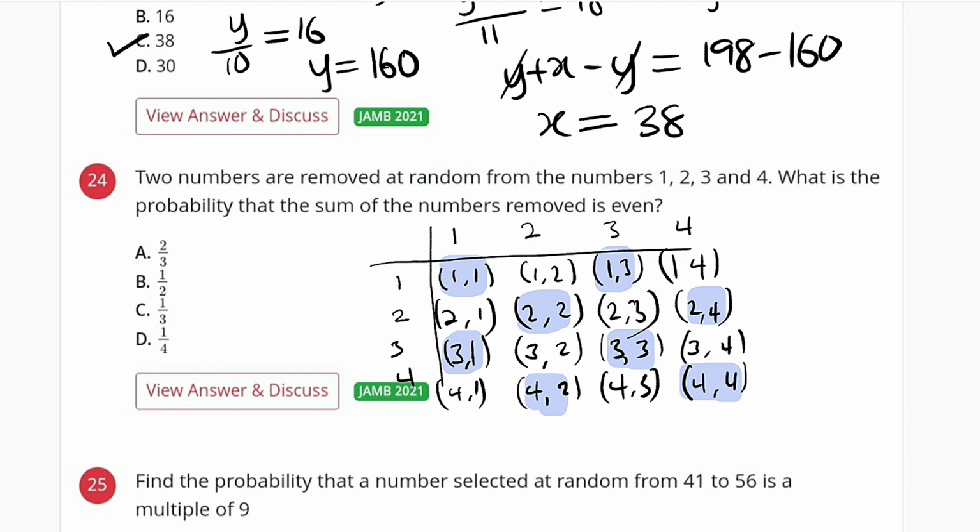So let me see. How many are they? 1, 2, 3, 4, 5, 6, 7, 8. We have 8 of them. So because we are talking about probability, the expected outcomes is 8 out of the total outcome, which is 4 times 4, 16. And 8 plus 8, 16. Therefore, this is just 1 over 2 of the total numbers, which is option B.